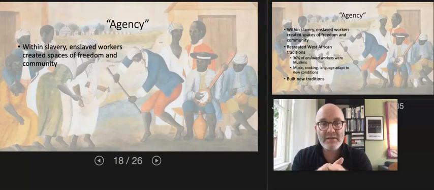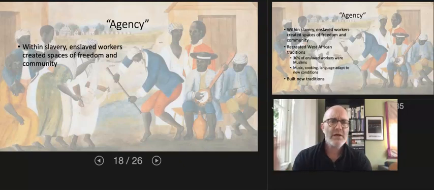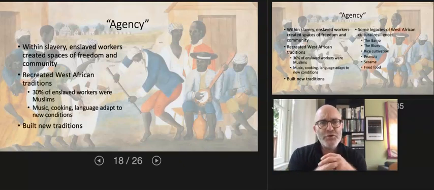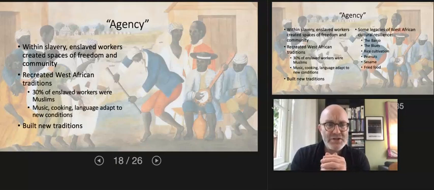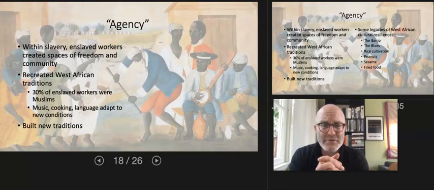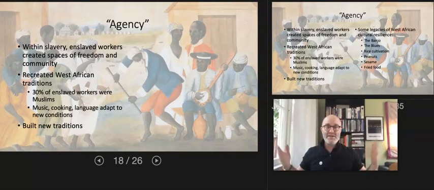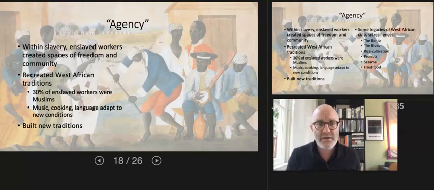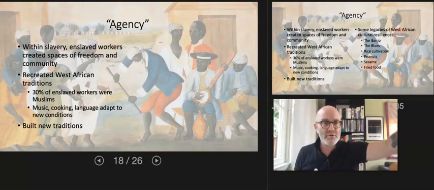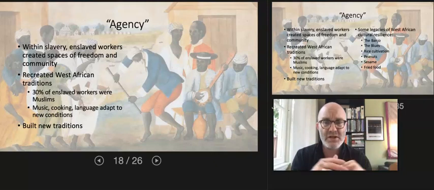So this painting, The Old Plantation, is very interesting, and it's often used in depictions of slave agency. They do try to recreate West African traditions. Very interestingly, a very large percentage of enslaved Africans are Muslims. This is a region that had been Muslim since the 14th century. You think of Mansa Musa or what have you. This is a very similar region.